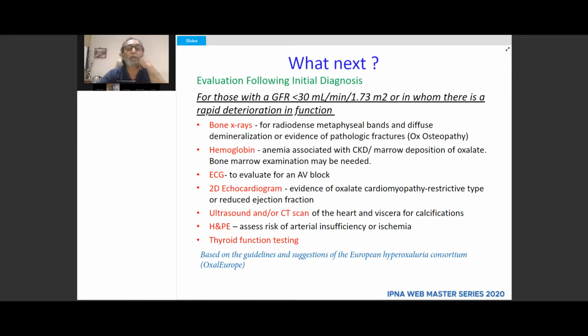ECG to evaluate for AV block, echocardiogram to rule out oxalate cardiomyopathy, usually a restrictive type or reduced ejection fraction, which is more important when you are considering combined liver-kidney transplant. Ultrasound to look for calcifications of the heart and viscera, ultrasound of the abdomen, CT scan, and physical examination to assess the risk of arterial insufficiency or ischemia, which can cause digital ischemia in case of severe vascular calcification, and thyroid function testing as usual.